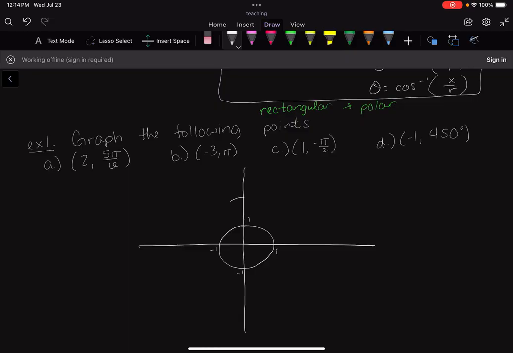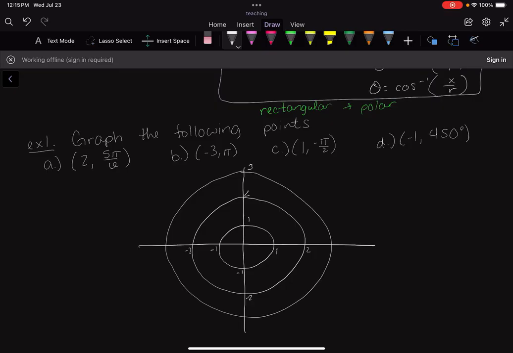If you want to go out to a radius of 2, or r of 2, it's a circle in the center with a radius of 2. If we want to go out to 3, that means we're dealing with a circle of radius 3. And remember that all of these points that we're going to be looking at are r comma theta points.